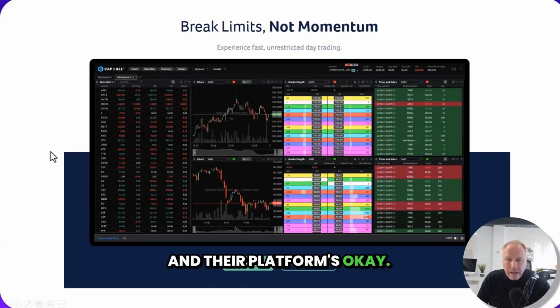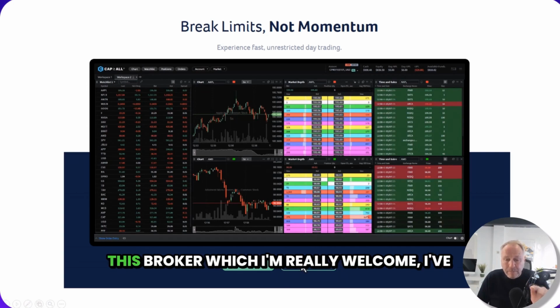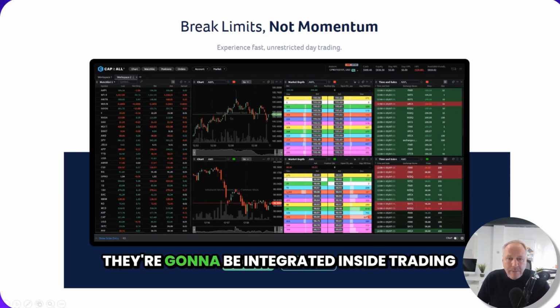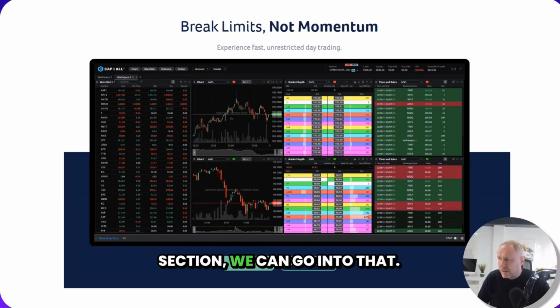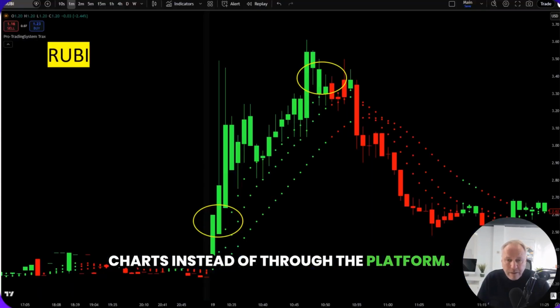And their platform's okay. It takes a little bit of time to get used to it. This is a shot from their website. But get yourself a demo, try a demo, and get used to it. But there's some really good news about this broker, which I've really welcomed recently, and that is that they're going to be integrated inside TradingView charts, which is when we talk about the chart section, we can go into that. I'll show you a little bit more about TradingView. Okay, so now I can trade directly into the charts instead of through the platform.